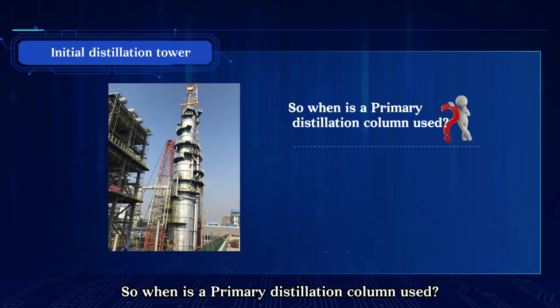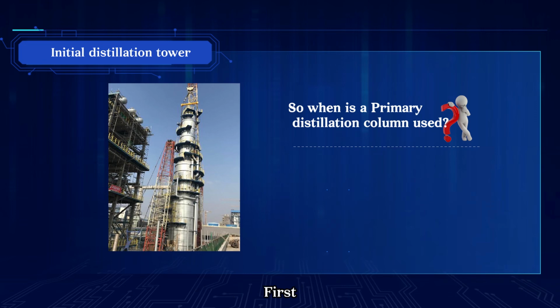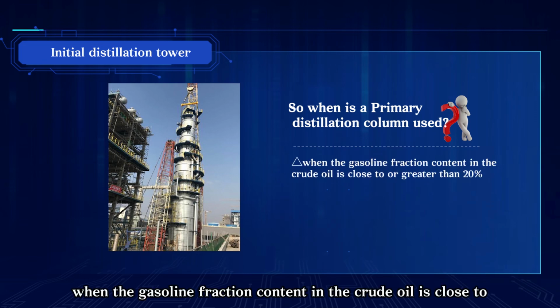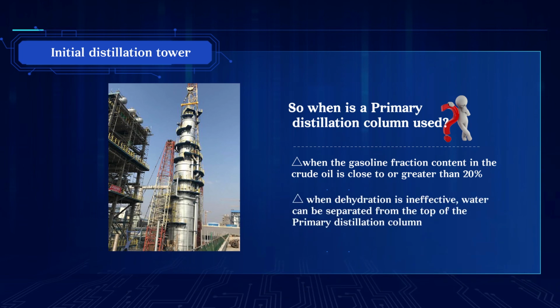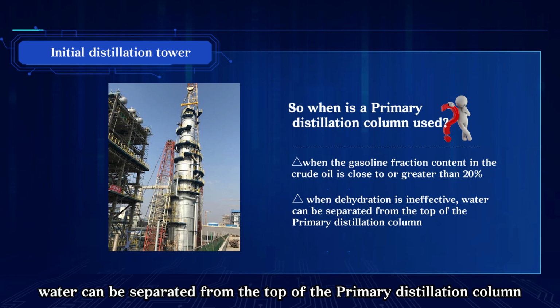So when is a primary distillation column used? There are two situations. First, when the gasoline fraction content in the crude oil is close to or greater than 20%. Second, when dehydration is ineffective, water can be separated from the top of the primary distillation column.